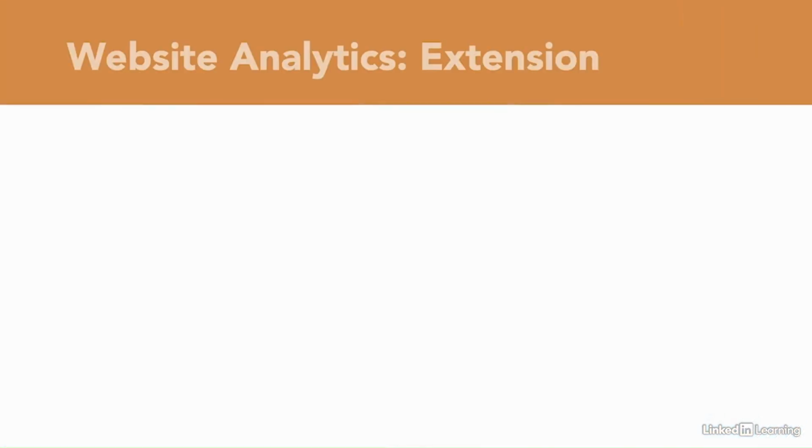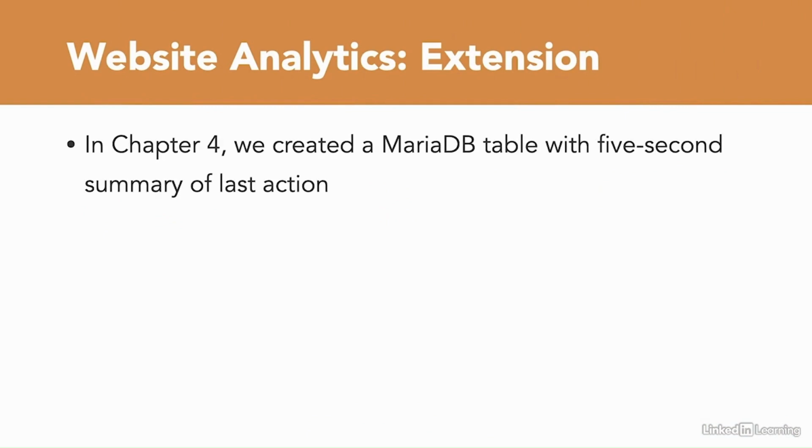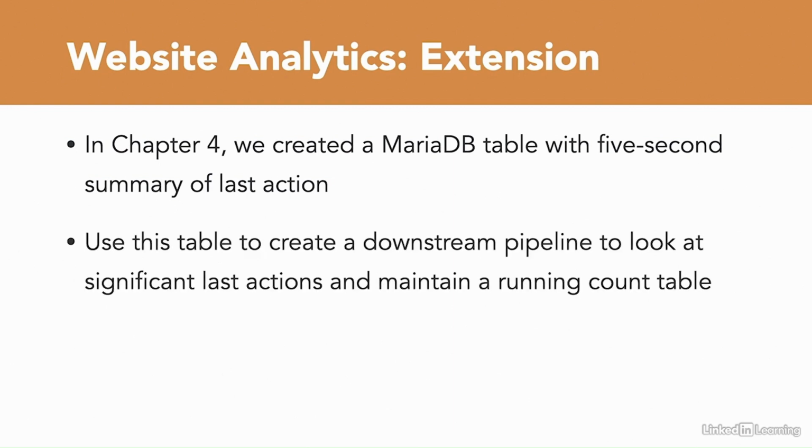Here is the problem statement for the exercise. In Chapter 4, Streaming Use Case, we created a MariaDB table with 5-second summaries of the last action performed by website users. We are going to use this table as the input and then build a downstream pipeline to analyze significant actions and maintain a running count table of the significant actions.